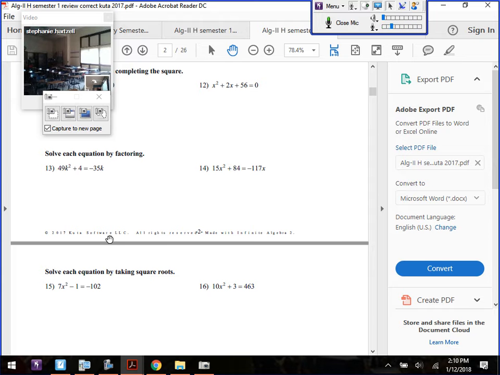Solve by taking square roots. You guys remember to take square roots? You don't just take the square root of how it's sitting. You actually have to do some math first.